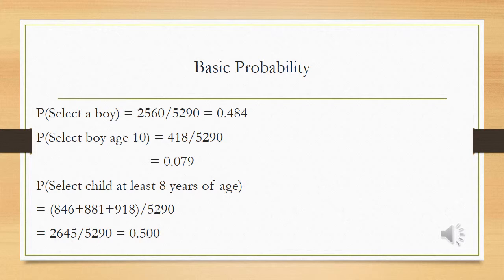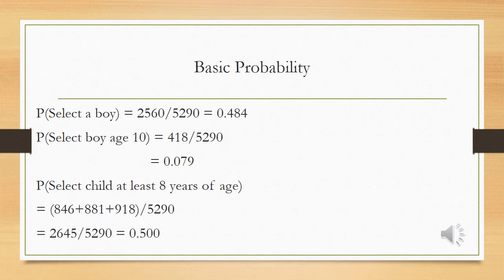Now the probability of selecting a boy that is age 10. Here we look at the total number of boys that are age 10 over the total number of population. So there, 418 boys are age 10, and we divide it by 5,290.